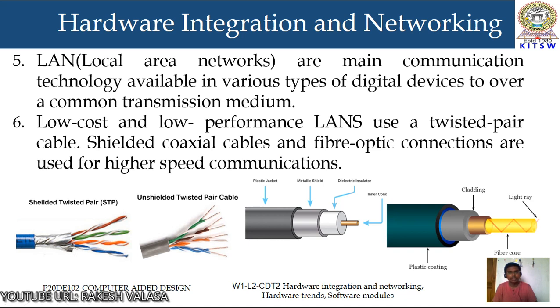The first one is twisted pair cable. These twisted pair cables are divided into two types. First one is shielded twisted pair cable, the short name is STP. Second one is unshielded twisted pair cable, the short name is UTP. Second one is coaxial cables. Third one is fiber optic cables.